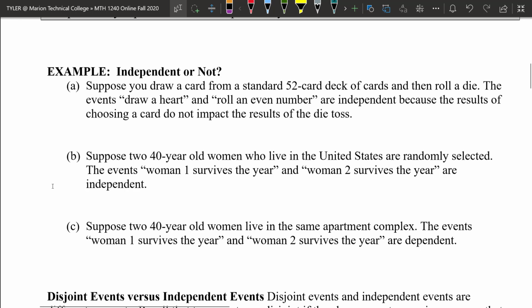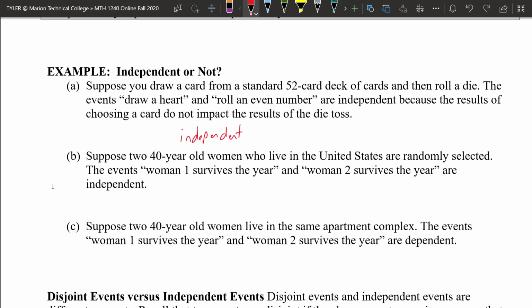So I have here an example of going over some situations and whether they are independent or not. A says, suppose you draw a card from a standard 52 card deck of cards and then roll a die. The events draw a heart and roll an even number are independent because the results of choosing a card do not impact the results of the die tossed, right? So no matter what card I pick, it's not going to influence what I roll when I roll the die. Those two things are not related. They don't depend on each other. So these are independent.